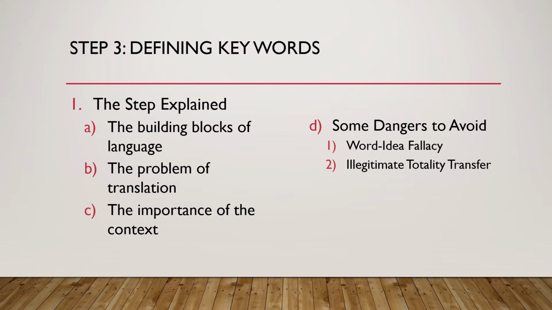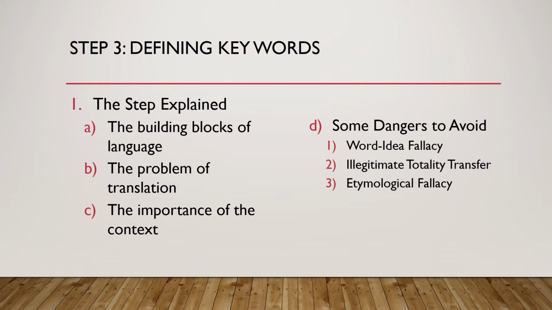Number 2, illegitimate totality transfer. And this is what we find out, is that a word could mean many different things. I just gave you the example of counter. Well, it would be totally illegitimate to take all 3 uses of the word counter and use them in any given context. So what we want to do is try to find the right definition so that we have the proper understanding of what the author is trying to communicate. So illegitimate totality transfer is where you take all the definitions and you try to put them into any one given context.